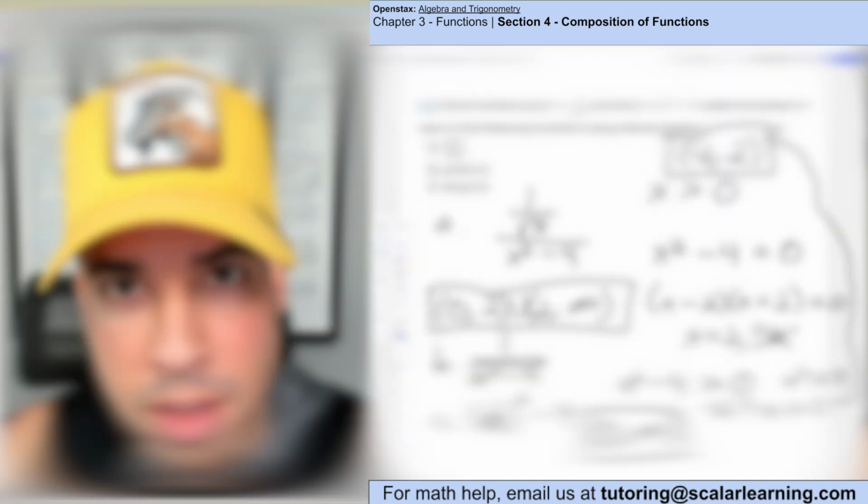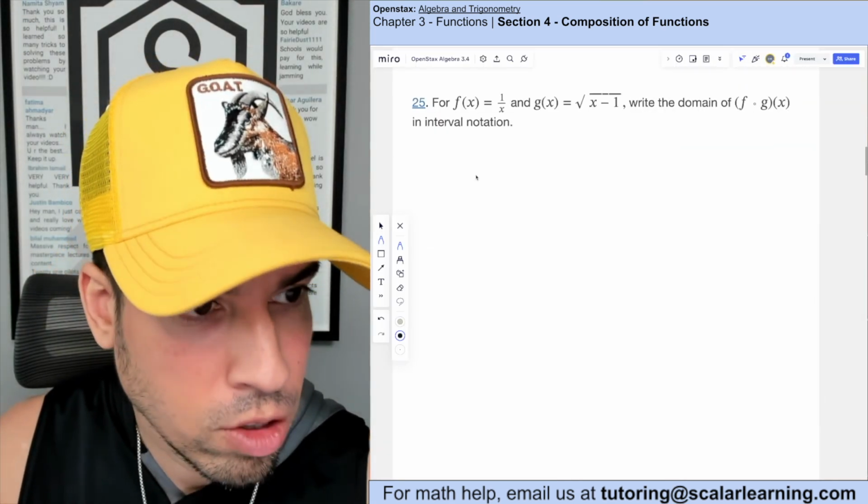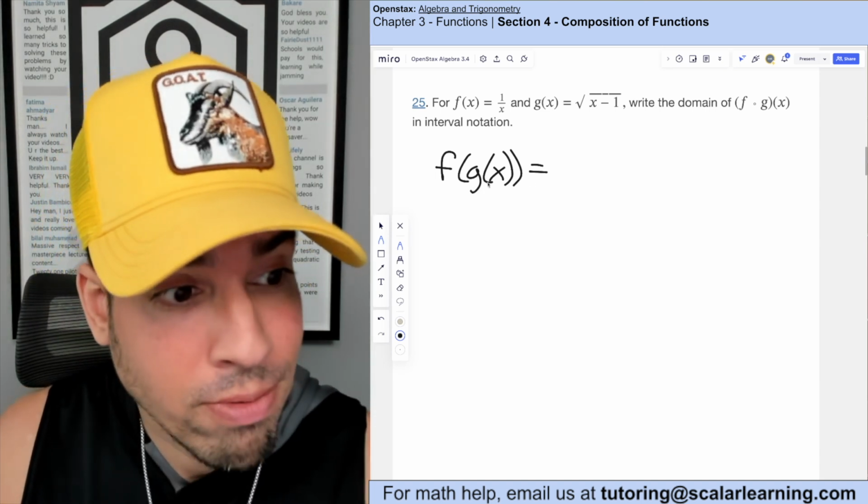Boom, done. Write the domain of f of g of x in interval notation. So first, let's write out f of g of x.